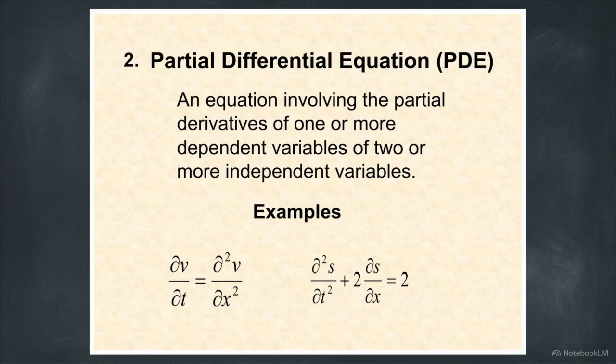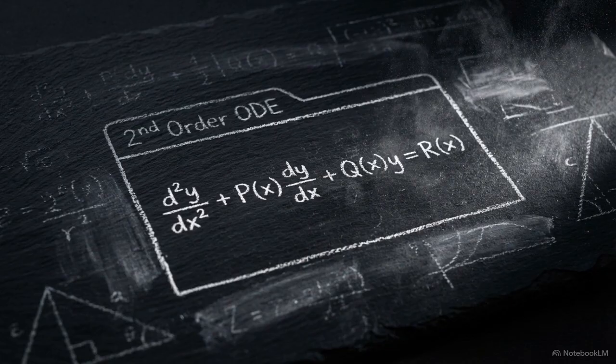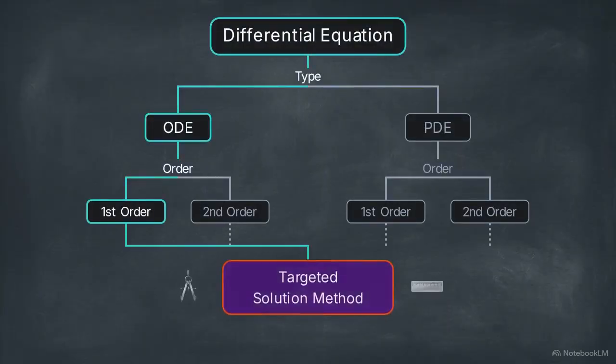The second classification step is finding the order. The order of an entire equation is dictated simply by the highest derivative present within it. In this example, because we see a second derivative, the whole thing is classified as a second-order equation. Categorizing an equation by its type and order immediately informs our approach, narrowing down exactly which mathematical tools we need to rebuild the original function.